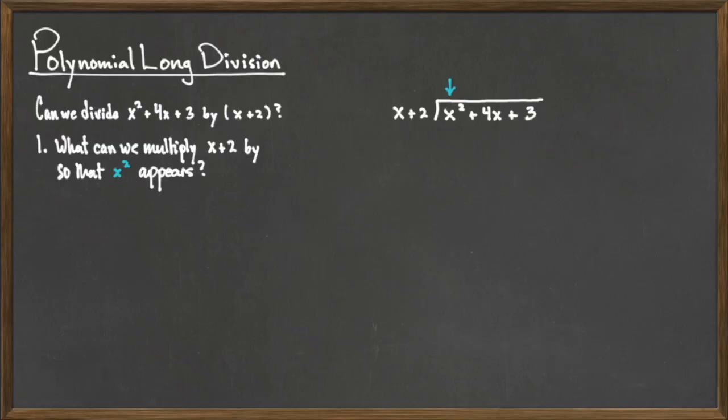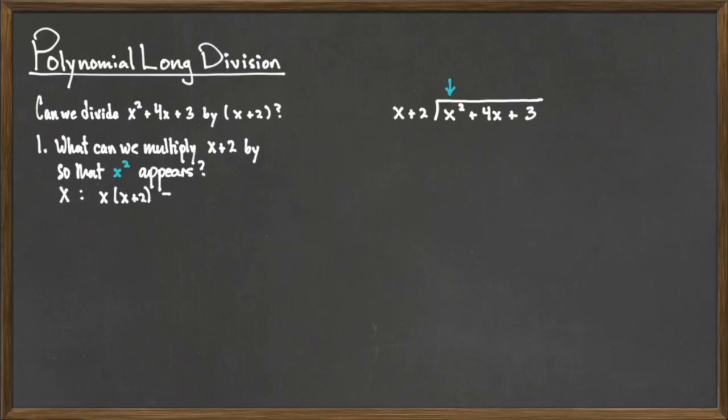If we think through some possibilities in our head, we'll find that multiplication by the factor of x will make x squared show up in the product. Here's what I mean. If I multiply x by x plus 2, I get x squared plus 2x. And this is what I want to happen. I want x squared to show up in this product.